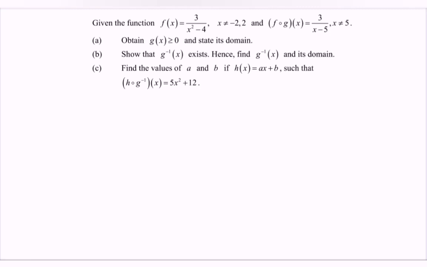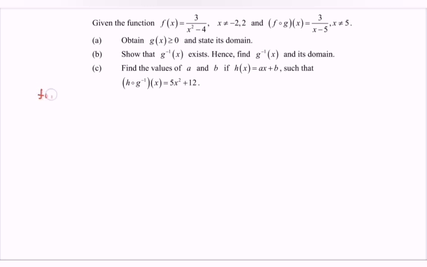Hello everyone, in this video I'm going to discuss an example for function and graph. Given the function f(x) equals 3 over x squared minus 4, and the function f∘g equals 3 over x minus 5. The question asks us to find g(x).